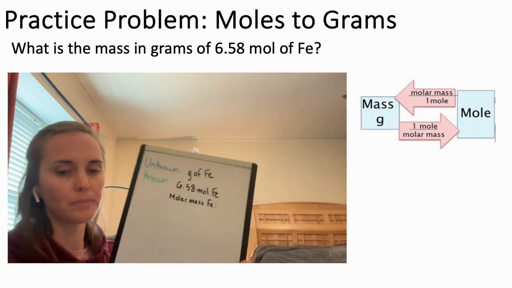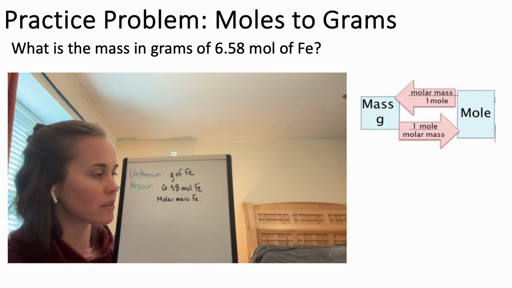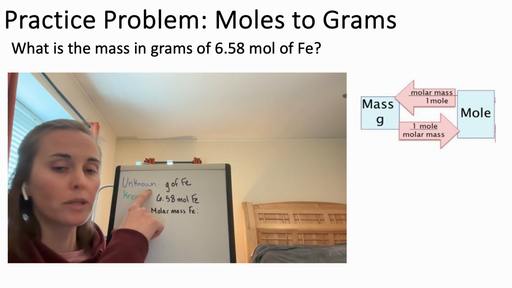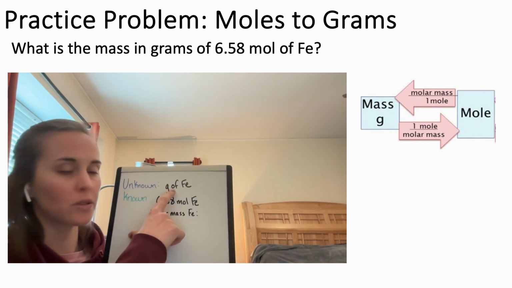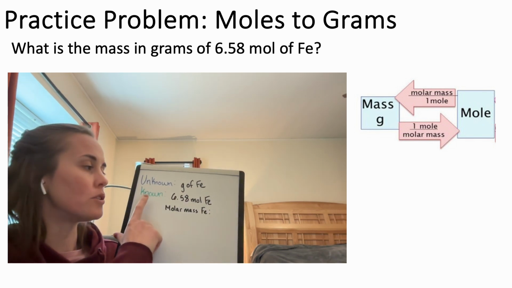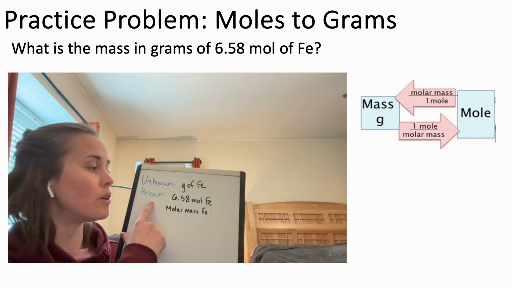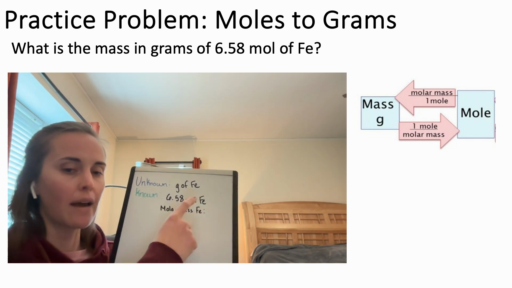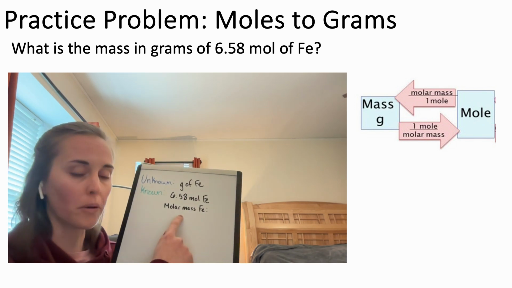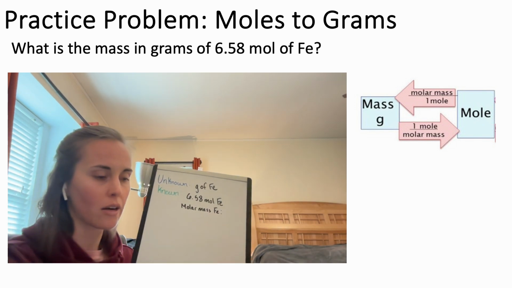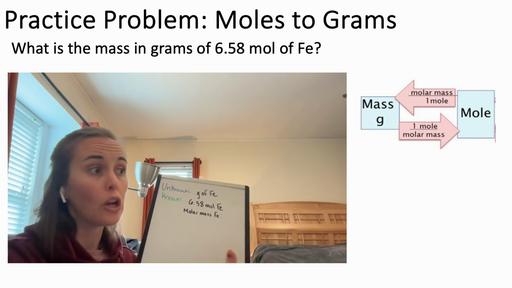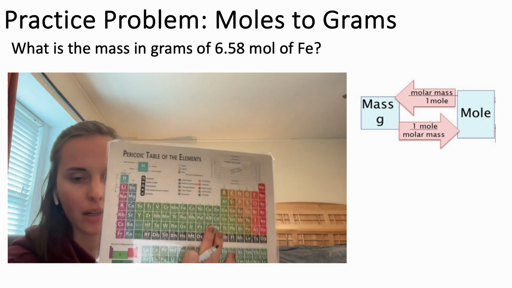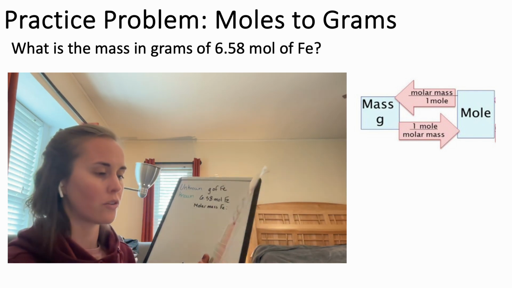We're going to set up our problem, and we're going to first designate what we do not know. What is our unknown? What are we trying to find? We're trying to find our grams of iron. What do we know? What we know is that we have 6.58 moles of iron, and we can find out our molar mass of iron, just like in our last practice problem. We know Avogadro's number. So the molar mass of iron, consult your best friend.